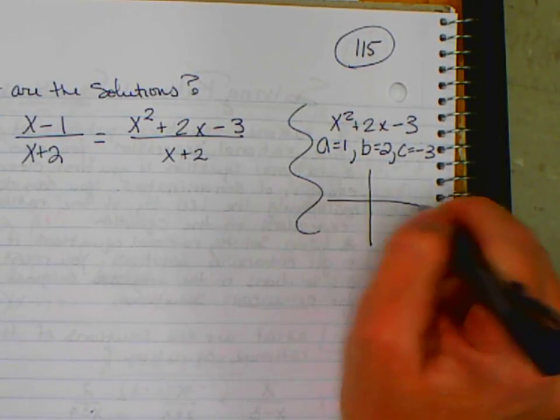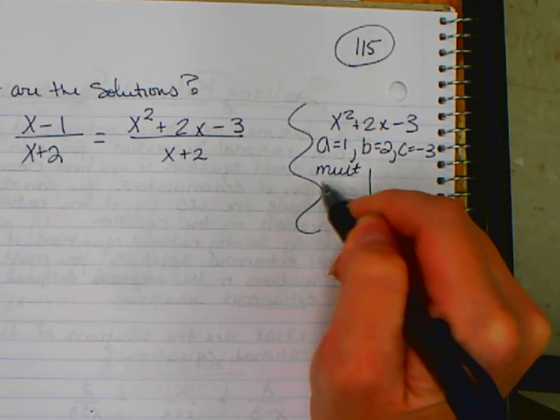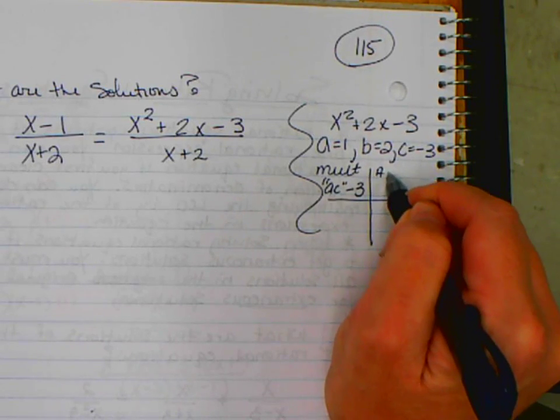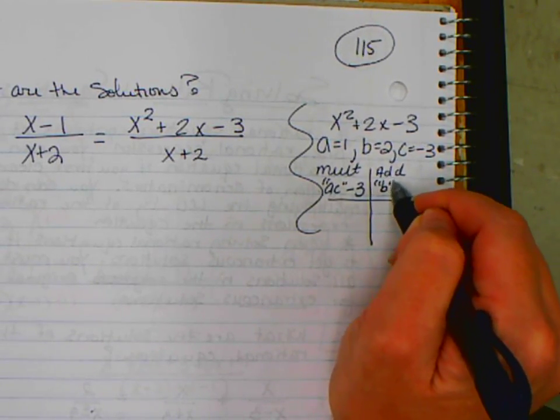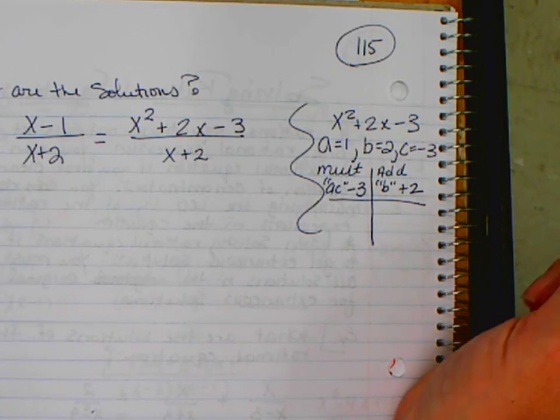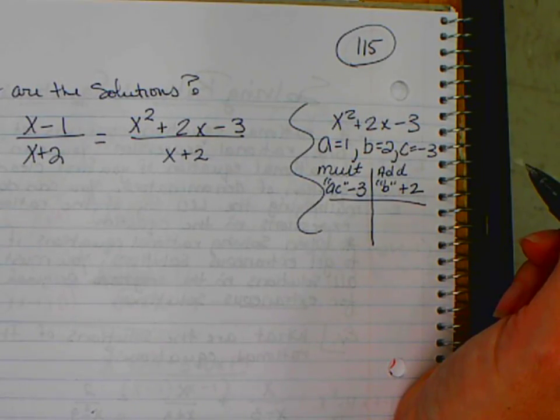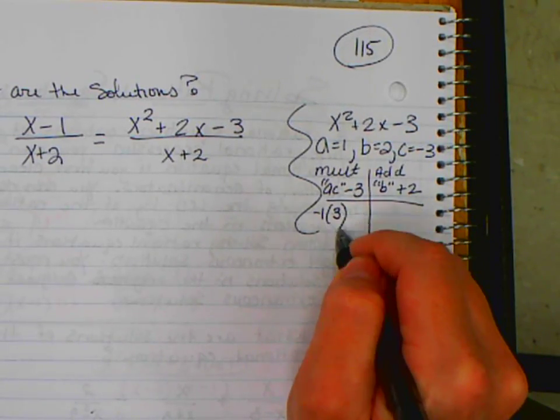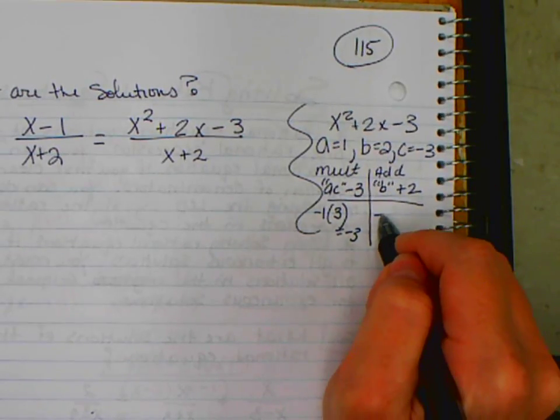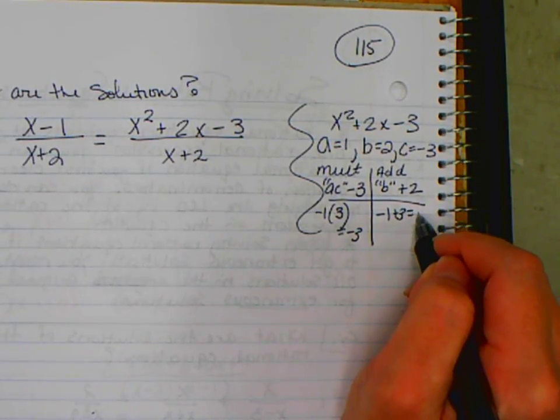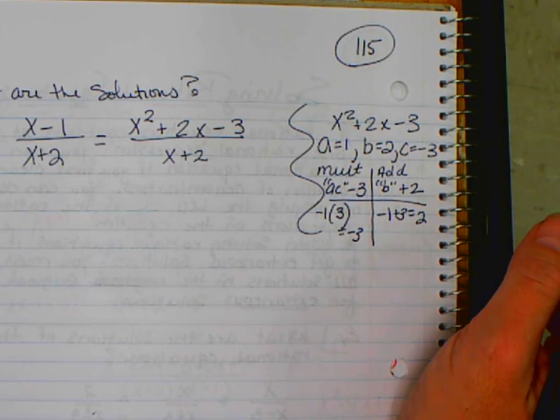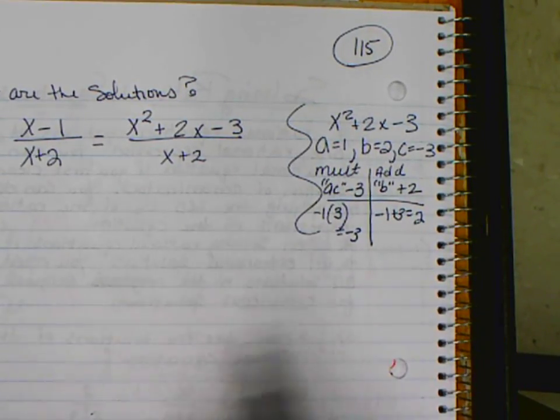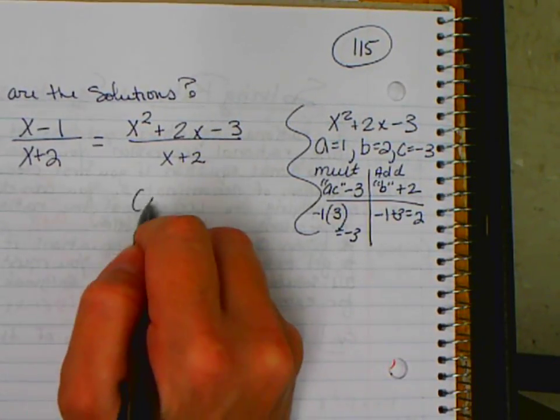So we need two numbers that multiply together to give us whatever a times c is, so that's negative 3, and that add together to give me whatever b is, which is a positive 2. Negative 1 times positive 3 equals negative 3. And negative 1 plus 3 equals positive 2. So that works, right? Am I going to have to divide and slide? No, because a is 1. So my factors are x minus 1 and x plus 3.